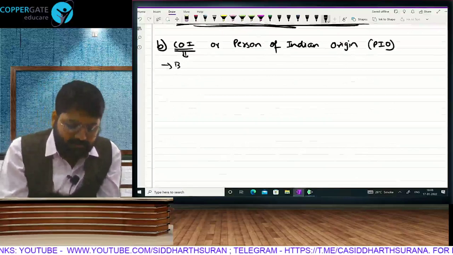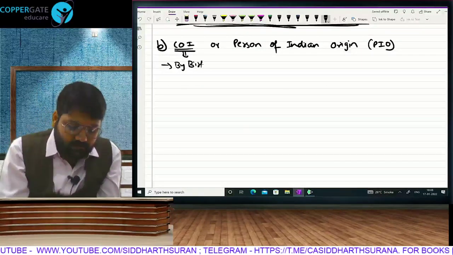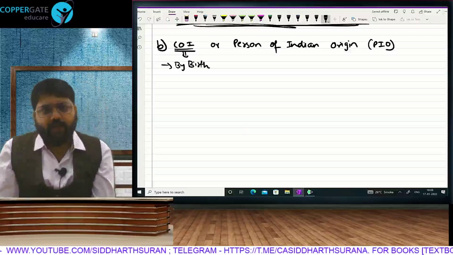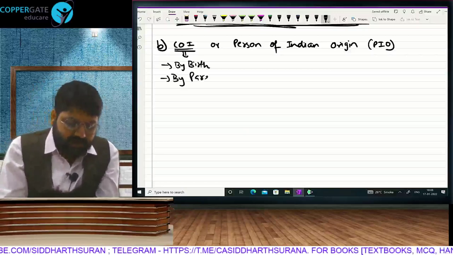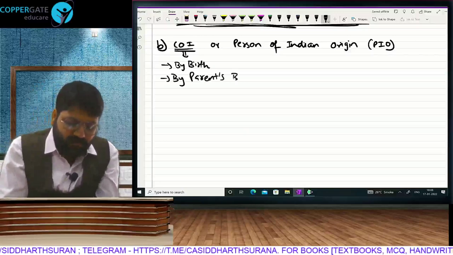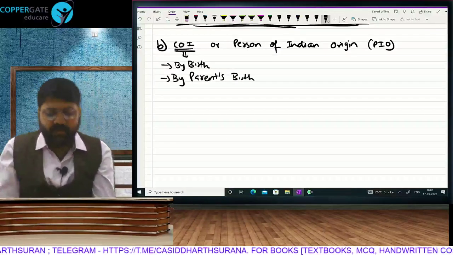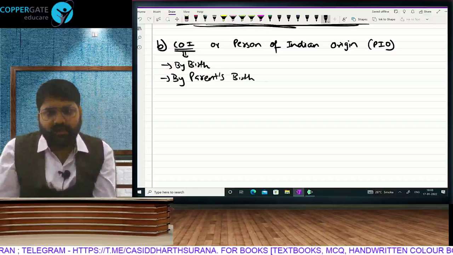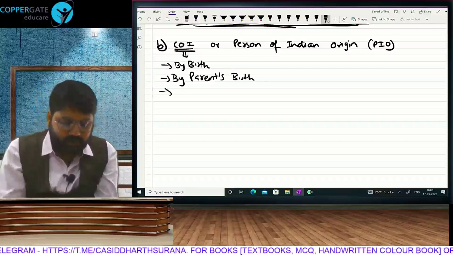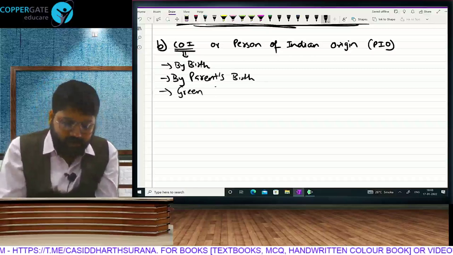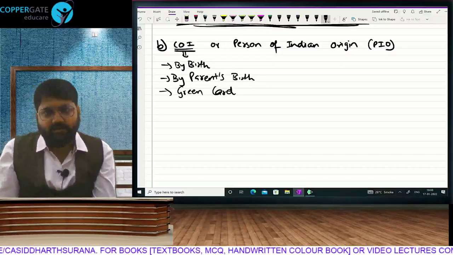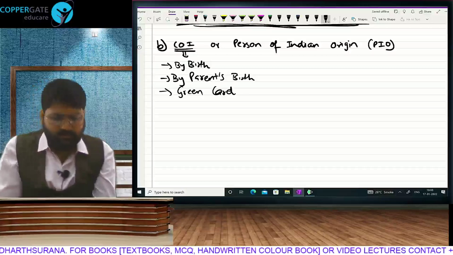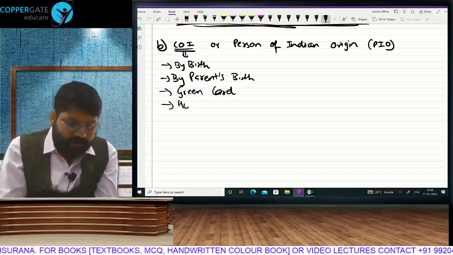How can you become citizen? If you are born in India, you get Indian citizenship. If any one of your parents, both also not required, any one of your parents was born in India, you become an Indian citizen. Green card means marry an Indian citizen and settle down here, you become an Indian citizen. Honorary citizenship.